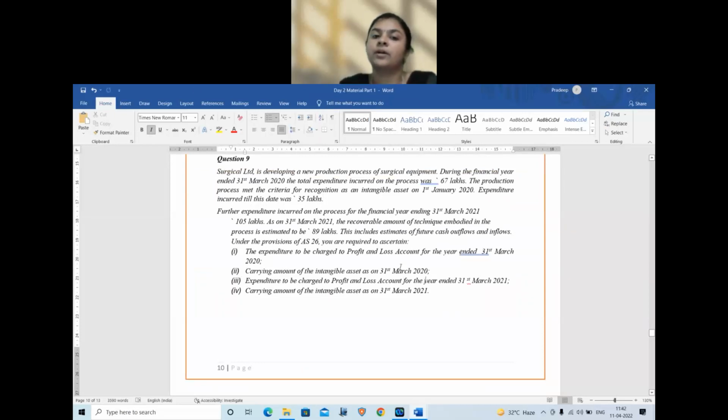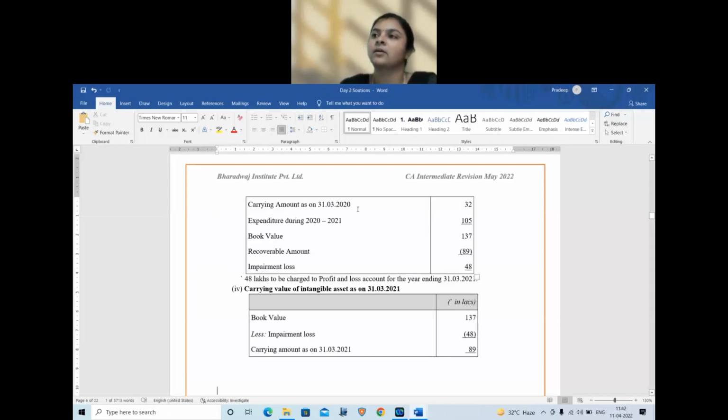No, your 32 is the total cost plus 105. So total book value is 32 plus 105 minus what is recoverable. Basic logic of cost minus recoverable value. Yes. Say the third scenario.